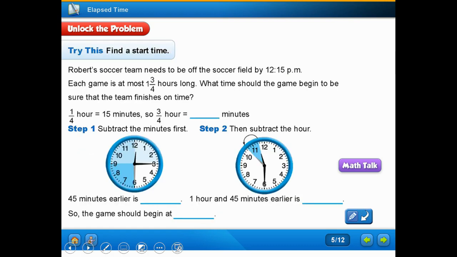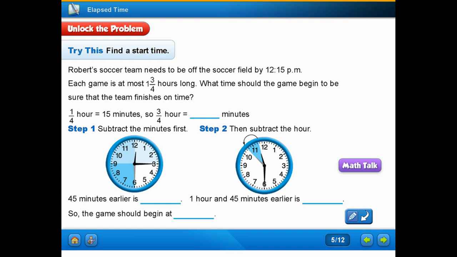All right. So let's try this. Unlock the problem here, or try this. Robert's soccer team needs to be off the soccer field by 12:15 p.m. Each game is at most 1 3/4 hours long. What time should the game begin to be sure that the team finishes on time? Now, big thing here is we have a start time, so we know that they have to be off by 12:15. Games are an hour and 3/4. Sorry, 1 3/4 hours long.